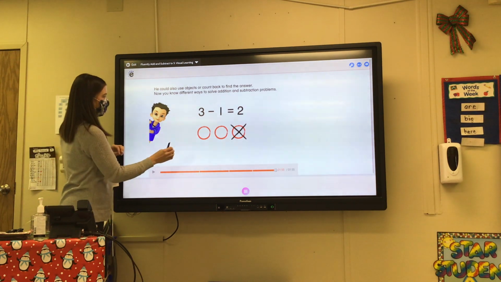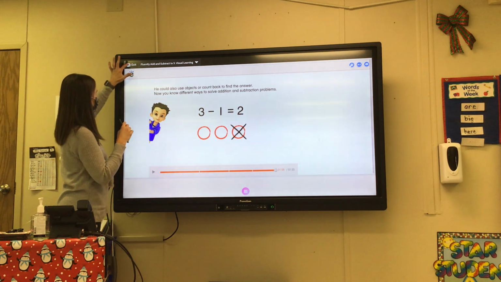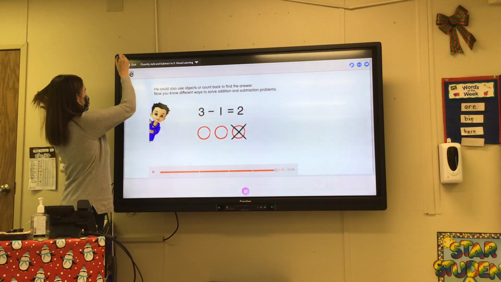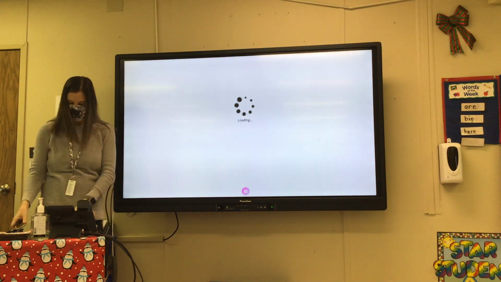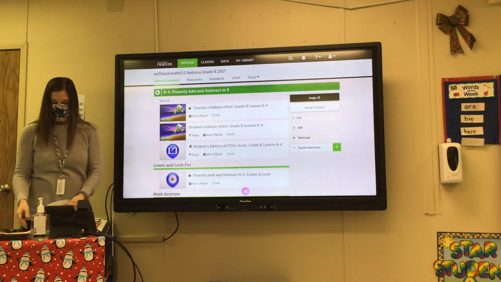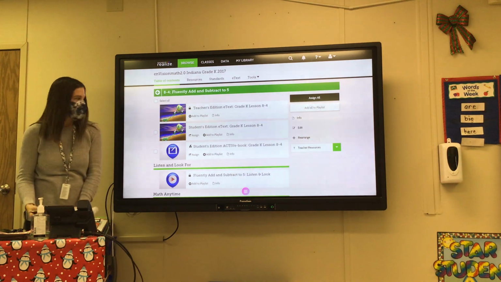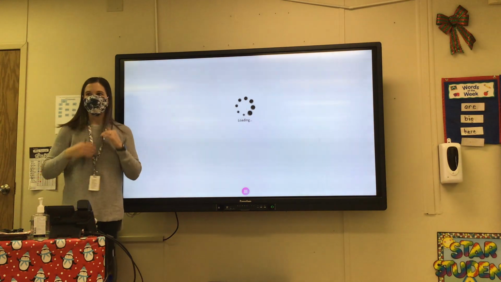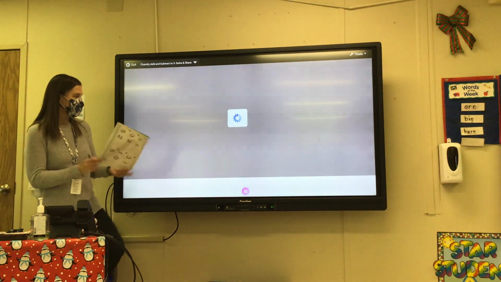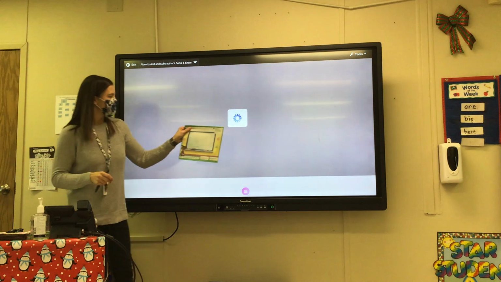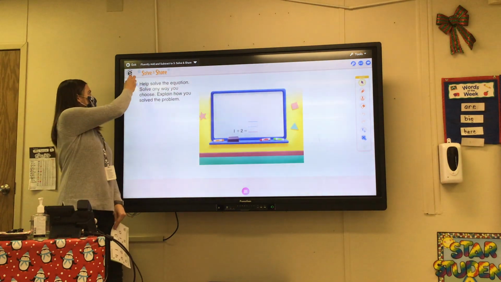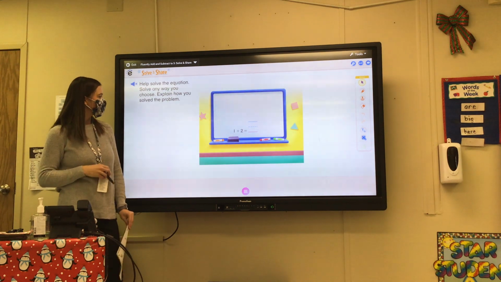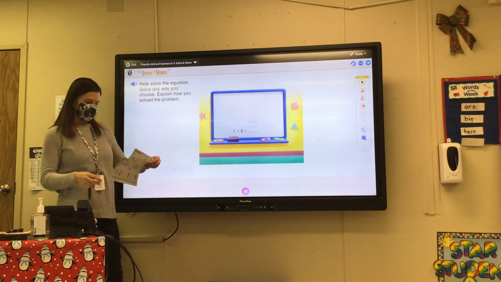Okay, let's look at this page right here. Help solve the equation. Solve any way you choose. Explain how you solve the problem.